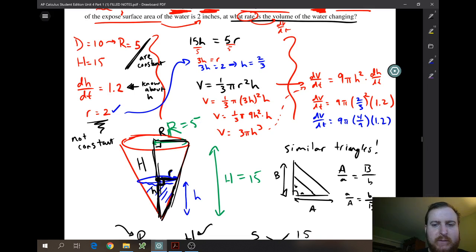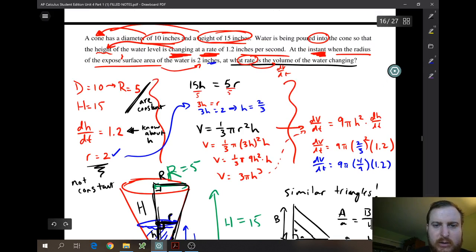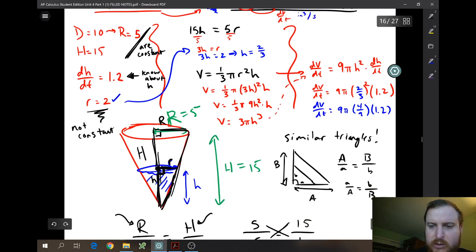But you do need to have units, okay? So our units here are inches, right? But it's volume, so it's going to become inches cubed per second because they gave us seconds. So our answer would be dV dt equals, we can cancel out the 9s. Oh, and this is actually not too bad. 4 times 1.2 would be 4.8. So 4.8 pi inches cubed per second.